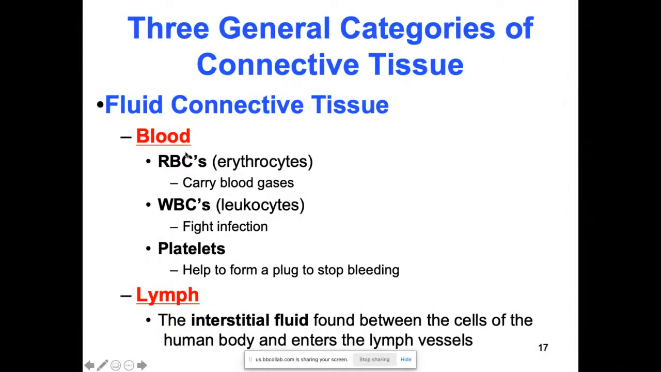When we look at fluid connective tissue, this is where we have erythrocytes, which are red blood cells, and leukocytes, leuko meaning white, white blood cells. The red blood cells carry the blood gases: oxygen, carbon dioxide, nitric oxide. Nitric oxide is a vasodilator. Vaso means vessel, dilate means to open up. So nitric oxide opens up your blood vessels so you can lower your blood pressure. That's the importance of NO, or nitric oxide.